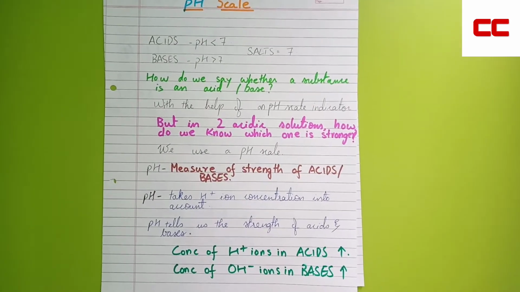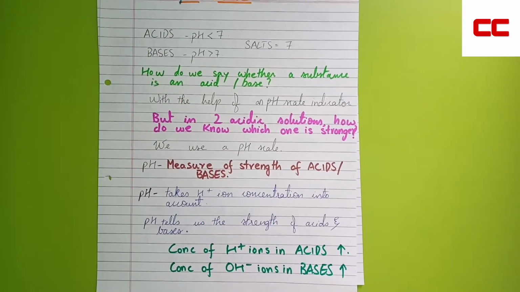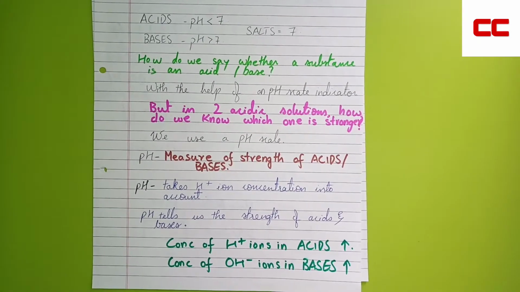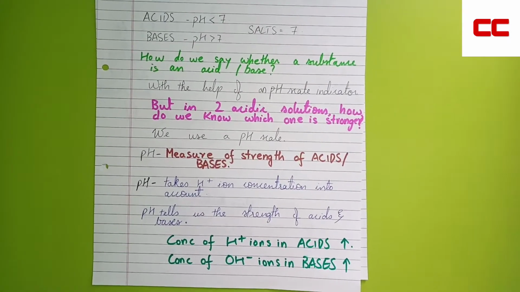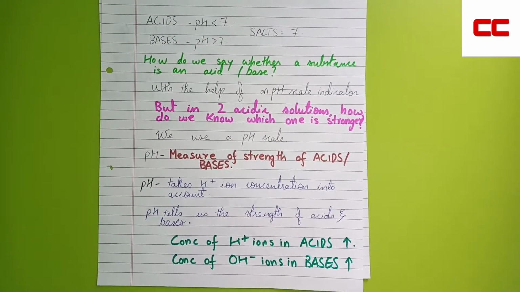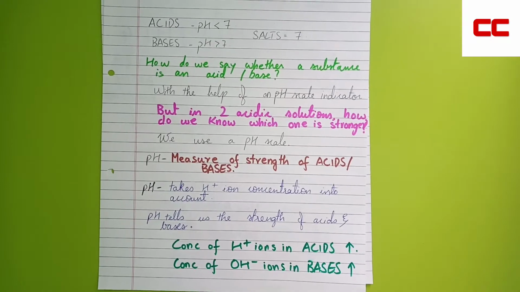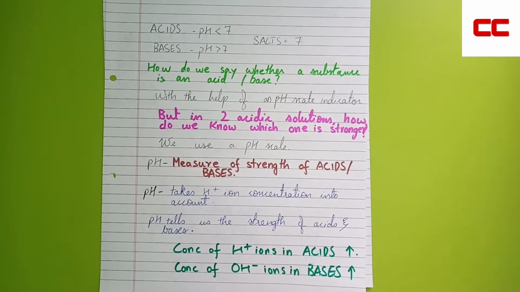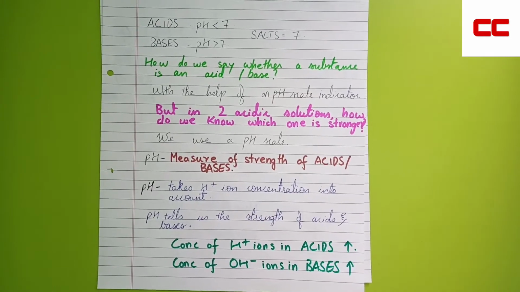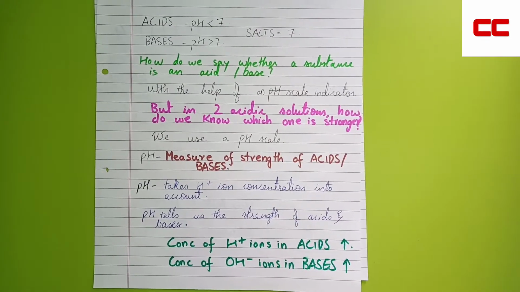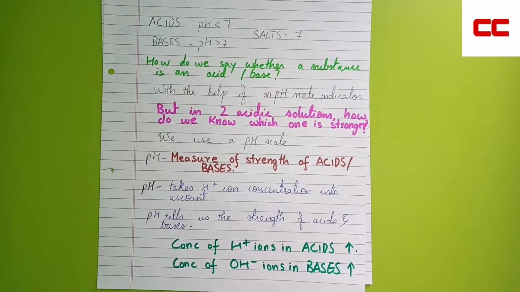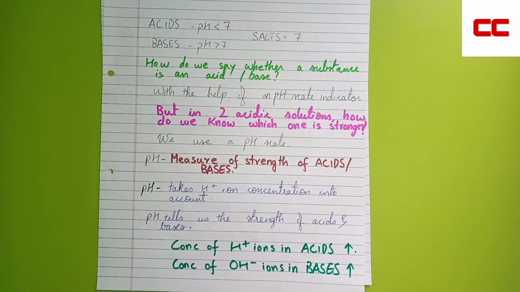So how do we say whether a substance is an acid or a base? With the help of an indicator, but not the pH scale. Because here I have said whether a substance is an acid or a base. But if the question changes to, in two acidic solutions, how do we know which one is stronger? Then we need to use the pH scale. To say whether a substance is an acid or a base, you don't need a pH scale. Please remember, you just need an indicator.